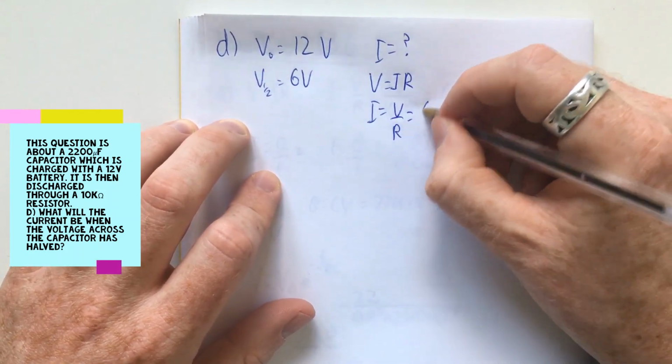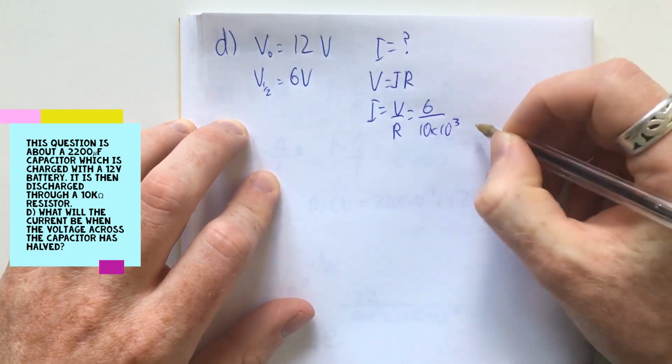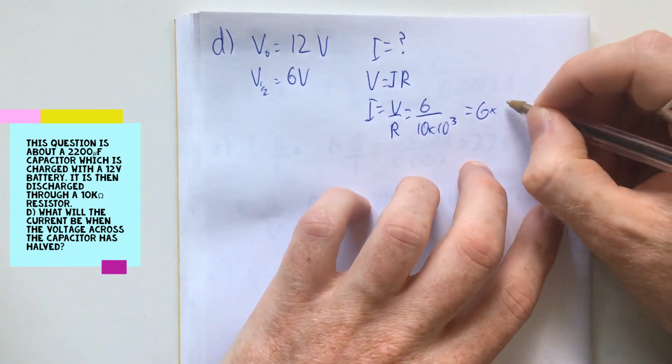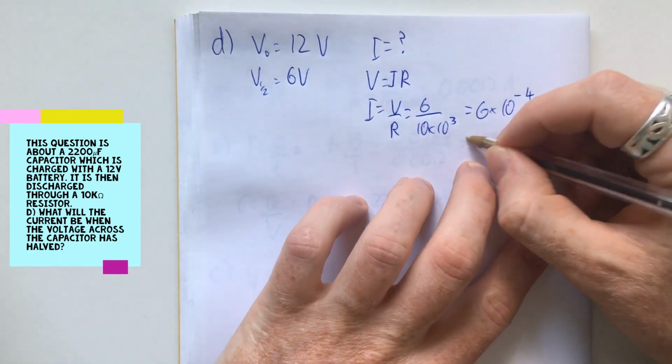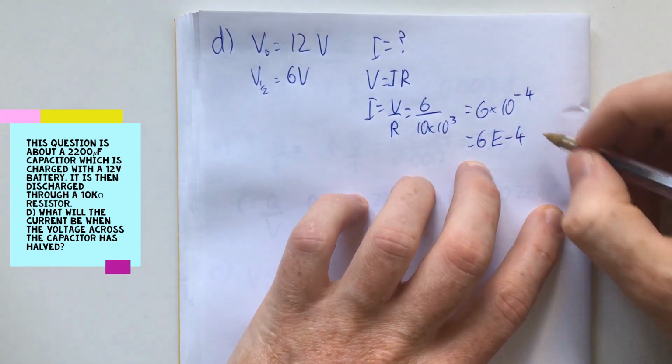V is the voltage, so it's 6. R is the resistance, which was 10 kilo ohms, so 10 times 10 to the power of 3. And that gives me 6 times 10 to the power of minus 4, or on Isaac Physics, 6e to the minus 4 amps.